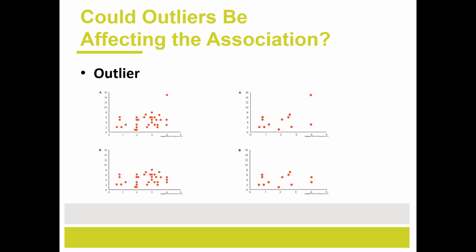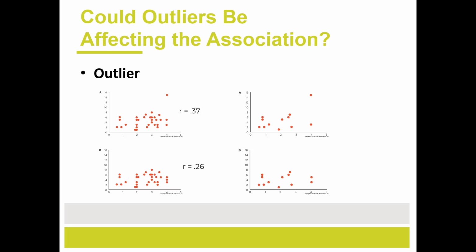When interrogating association claims, we should always ask ourselves if there could be the possibility of an outlier. An outlier is an extreme score, or perhaps a few, that lies far away from the rest of the scores. The two scatter plots on the left are identical except for the outlier in the upper right-hand corner of the top scatter plot. The correlation coefficient for the top graph is 0.37, and for the bottom graph is only 0.26.